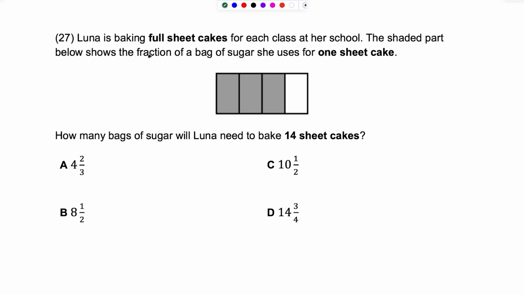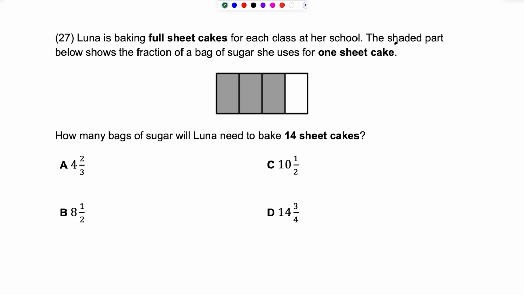Question 27, Luna is baking full sheet cakes for each class at her school. The shaded part below shows the fraction of a bag of sugar she uses for 1 sheet cake. How many bags of sugar will Luna need to bake 14 sheet cakes? So for this question, there's a lot of information, but what we could do is just go piece by piece.